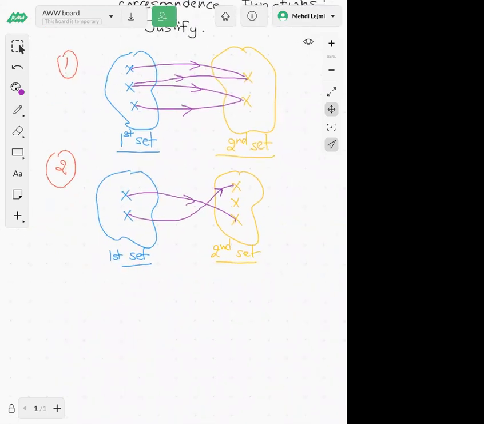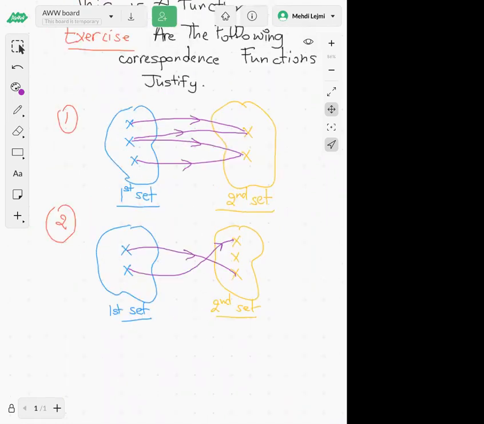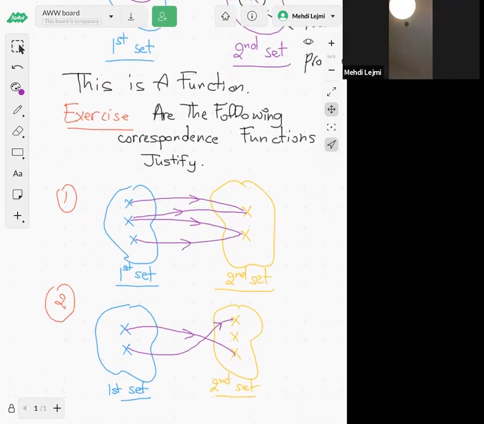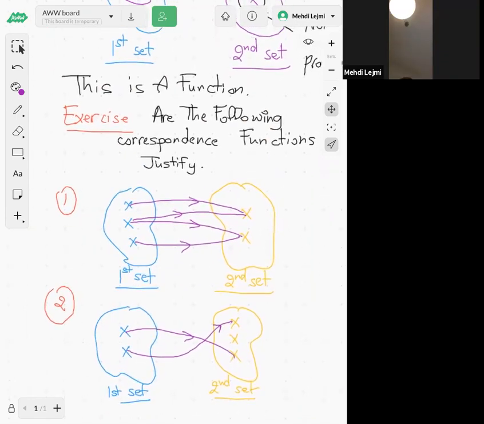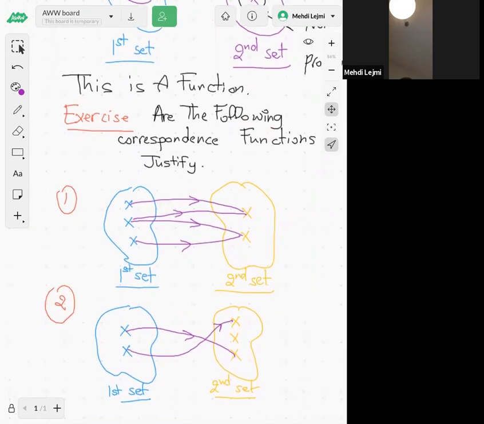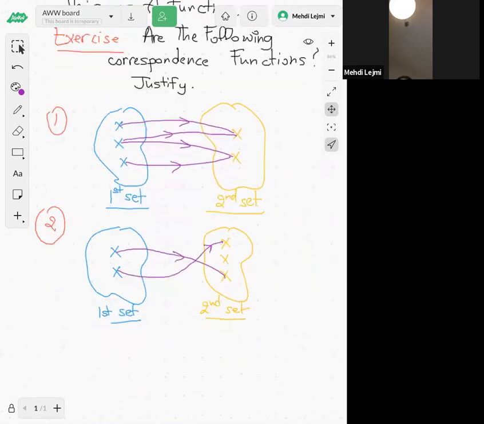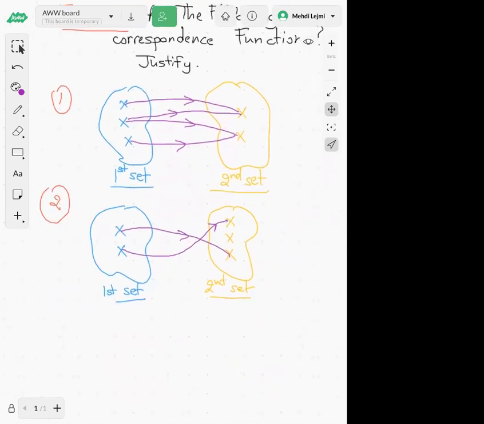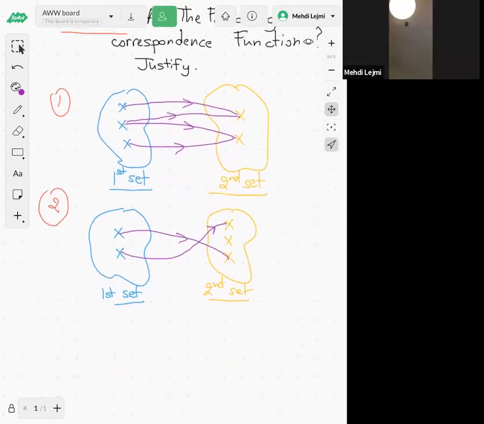Professor, can I ask something? Yeah, please. So you said one input can have 2 outputs, right? No, I said each input has exactly 1 output. But the first example. I agree, the first one is not a function. The second one is. Yes, absolutely. Yeah, it has 2 images. Yes, absolutely. So, all right.